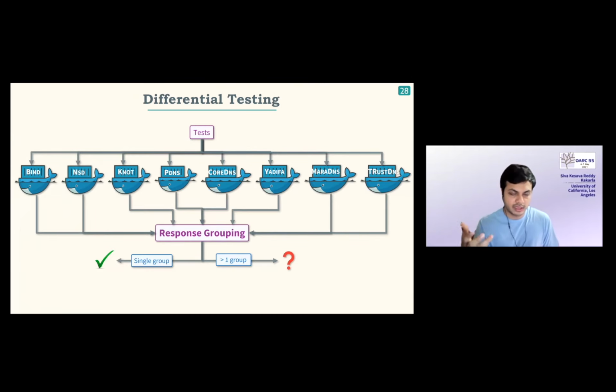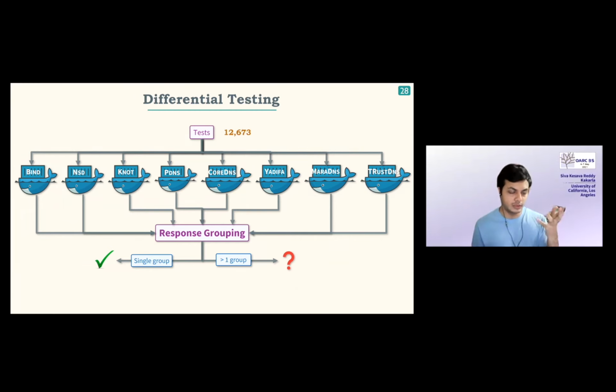And now we have the tests, and we put them through, one test case at a time, all 8 implementations, get the response from all 8 implementations, compare them, and group them. If there is a single group, then there are no issues, all is good. But if there is more than one group, then there is a likely chance that one of them is misbehaving.